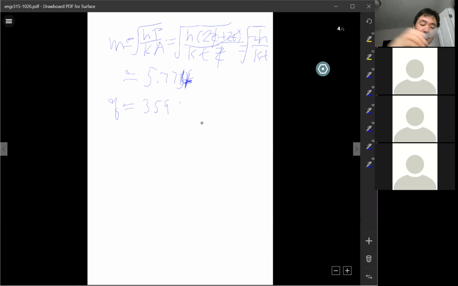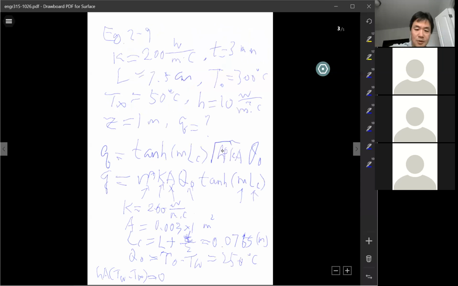359 watts per meter, right? You don't have to write per meter. Just assume that the depth is 1 meter. Okay, is that good? Okay. Everybody, any question before I continue? Are you comfortable with this process?